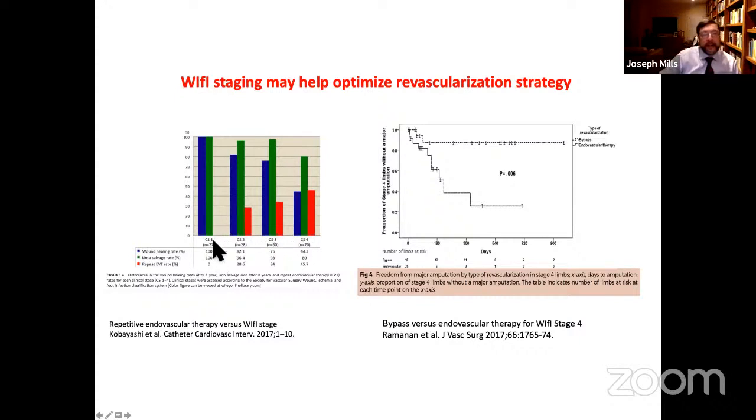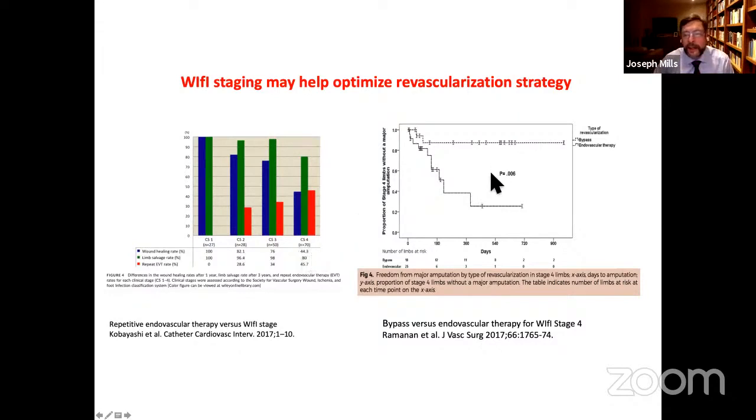So what do you see? In the class stage 1 patients, they had 100% wound healing rate and 100% limb salvage. Stage 2, they only had 82% wound healing rate, but they saved 96% of the limbs, but they had to do repeat endo in more than a quarter of patients. And then look at stage 4. So in stage 4 patients, half of them had repeat endovascular therapy. The limb salvage rate was 80%, but in those patients who had salvaged limbs at 1 year, they still had almost 55% who hadn't healed their wounds.